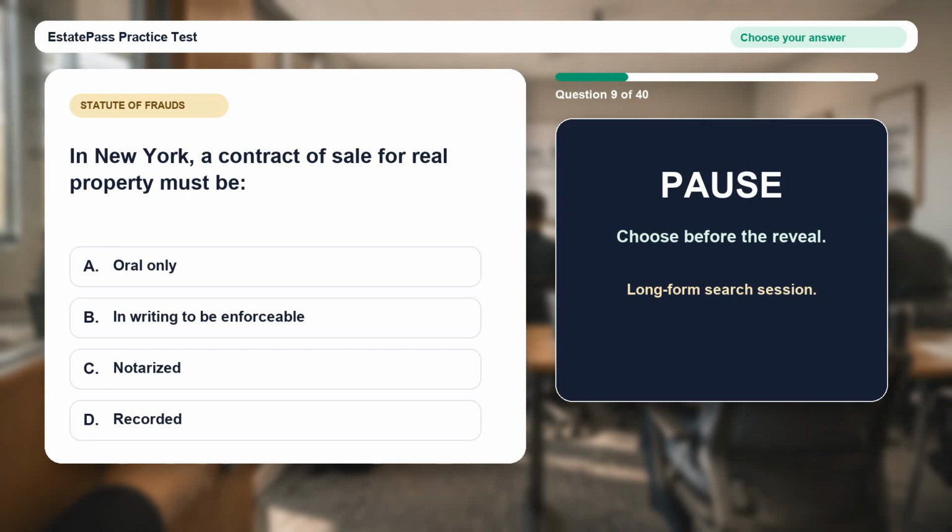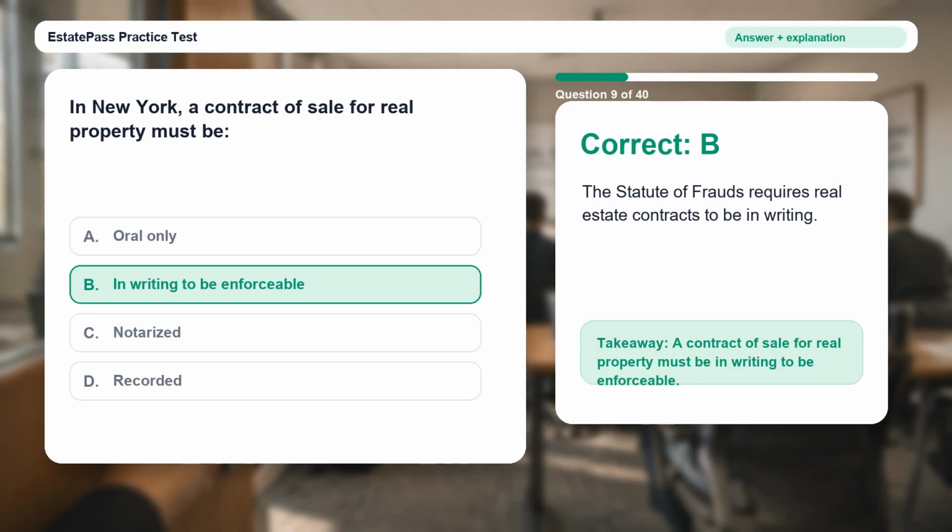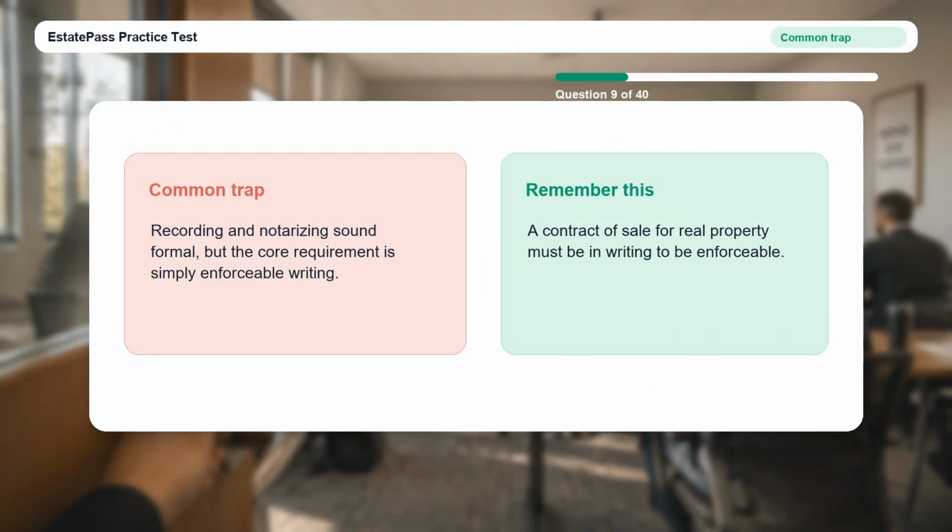Question 9. In New York, a contract of sale for real property must be. Your choices are A. Oral only, B. In writing to be enforceable. The correct answer is B. Explanation. The statute of frauds requires real estate contracts to be in writing. Common trap. Recording and notarizing sound formal, but the core requirement is simply that it be in writing to be enforceable.